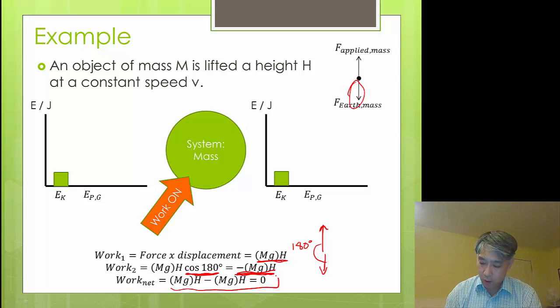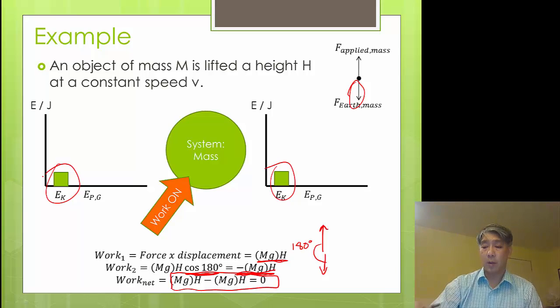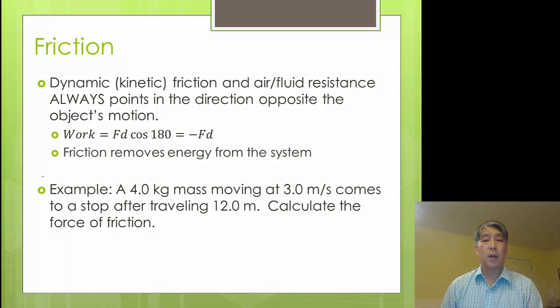And the net work done is 0, which makes sense since I have no change in my kinetic energy. Okay, most of the time we'll actually be operating with the Earth in our system, but you can look at it a few different ways. Okay, friction and air resistance always point in the direction opposite the object's motion. So since it points in the direction opposite the object's motion, they'll always be taking energy away from my system, okay? And that's where the minus sign comes in. Okay, friction will remove energy from the system.